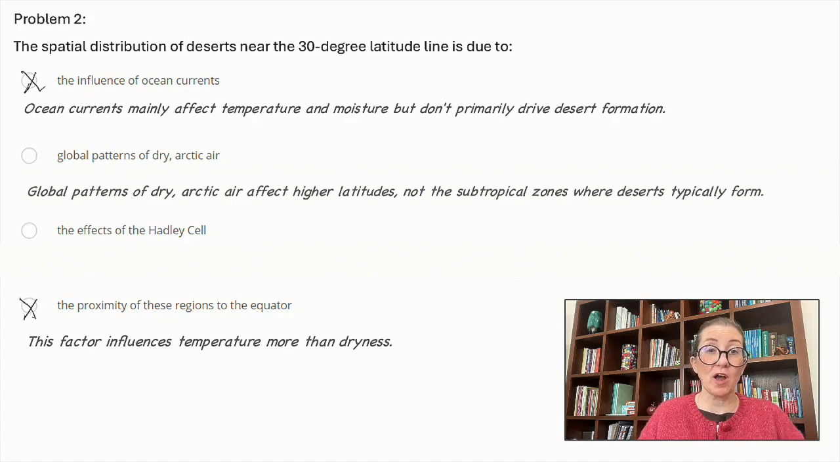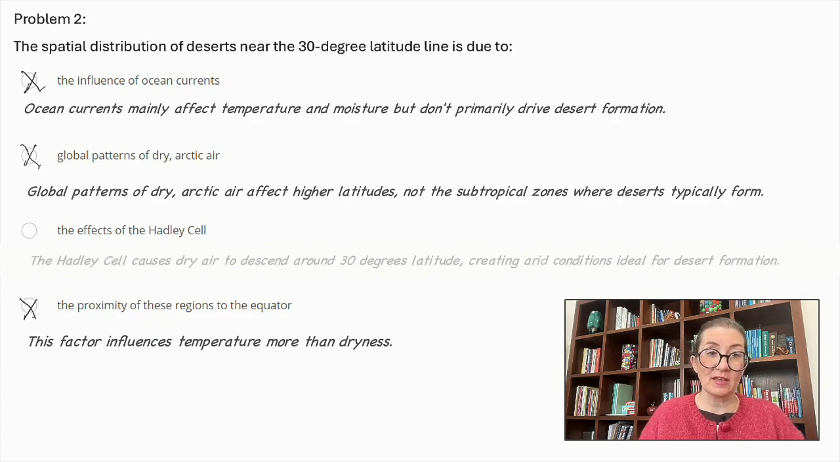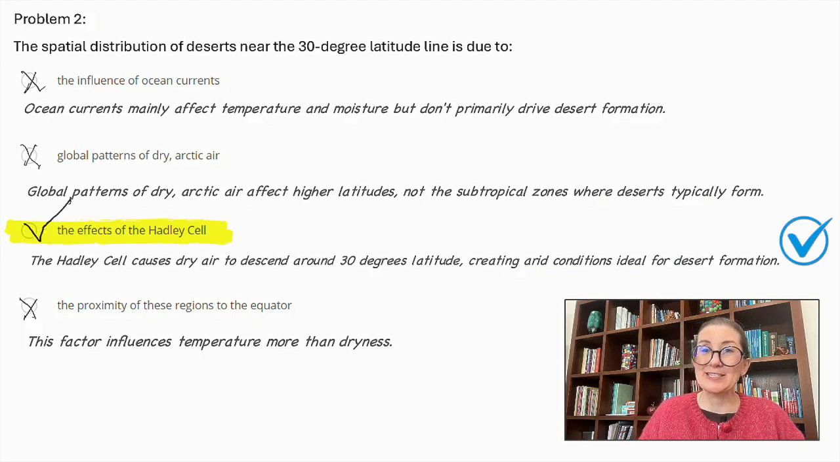Global patterns of dry Arctic air affect higher latitudes, not the subtropical zones where deserts typically form. So we can eliminate that as well. The Hadley cell causes dry air to descend around 30 degrees latitude, creating arid conditions ideal for desert formation. So that is the correct answer.